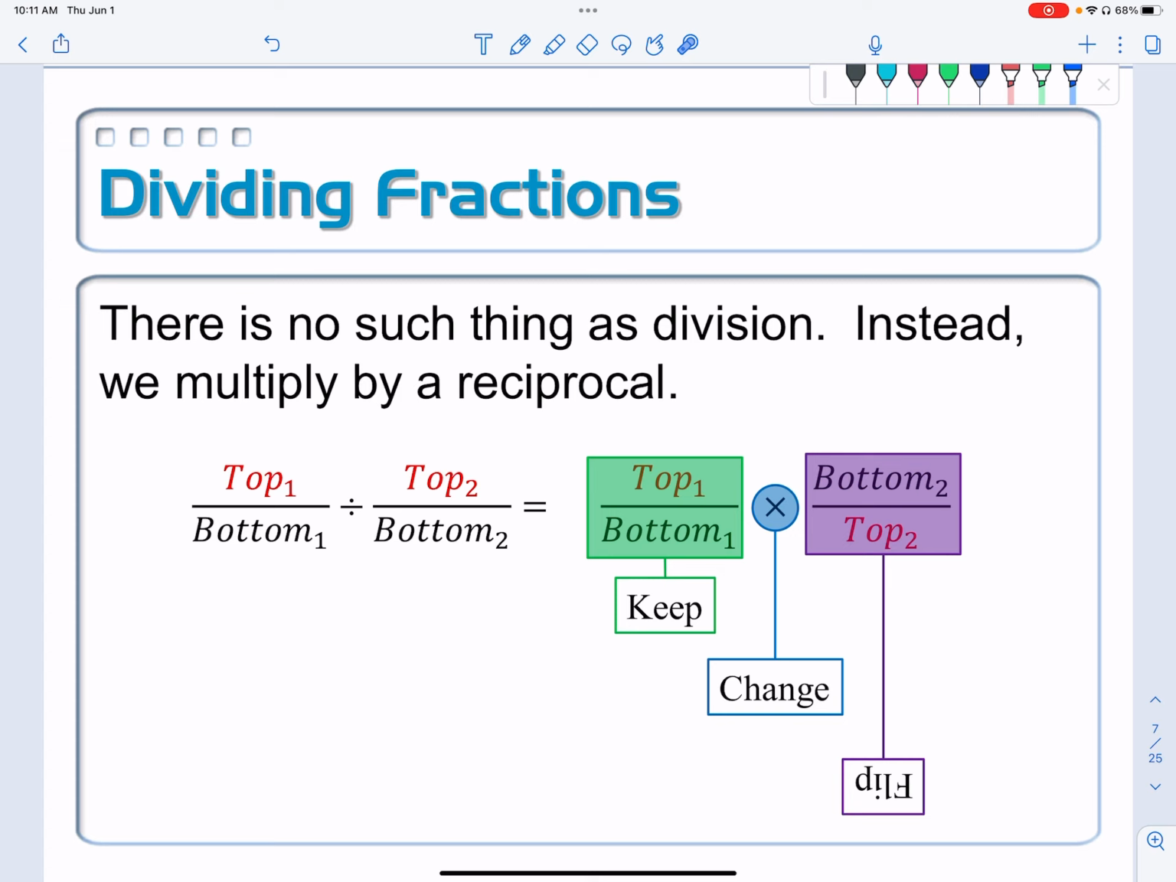So have you ever wondered, why do you do that? I'm going to tell you right off the bat that this is just a shortcut. There's no such thing as really keep, change, flip. So instead, let me back this up just a little bit to help you try to understand why keep, change, flip is so useful as a shortcut to dividing two fractions.